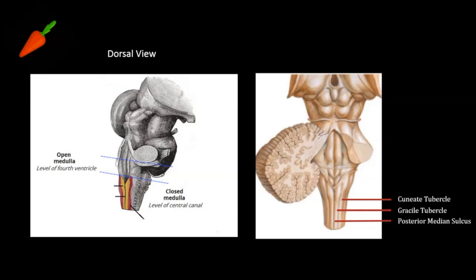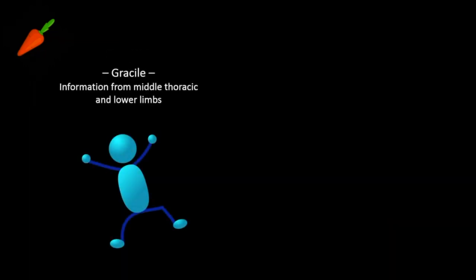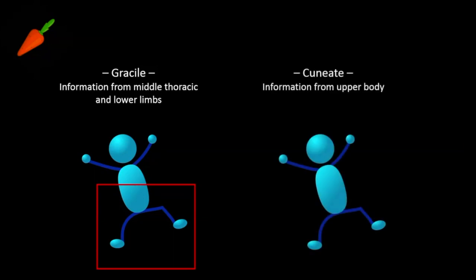Both the gracile and cuneate tubercle receive sensory modalities such as proprioceptive information, vibration, and fine touch control, however, from different parts of the body. The gracile receives information from the middle thoracic and lower limbs, whilst the cuneate receives information from the upper body.